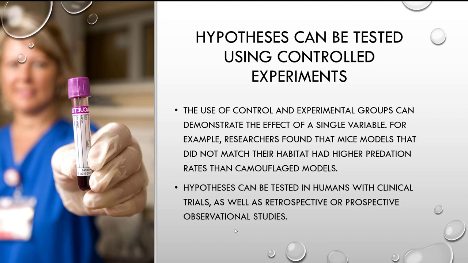Sometimes it's a double-blind study where we don't know if the individual is getting the actual drug that is being tested or a placebo. So what's a placebo? It looks like the drug, but it's just a sugar pill. And then you can test side effects and things like that, as well as retrospective or prospective observational studies. So we can kind of test what happens through observation as well.